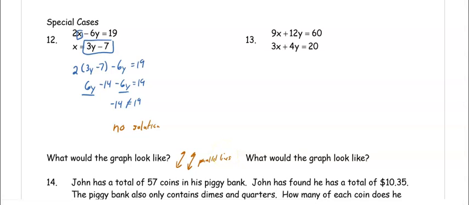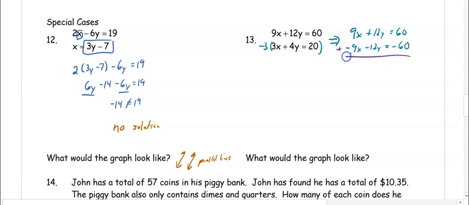In number 13, to eliminate a variable, we can multiply the second equation by -3. We get 9x plus 12y equals 60, and -9x minus 12y equals -60. We add our equations straight down. The x's cancel, the y's cancel, and the numbers. We get 0 equals 0, which again is infinitely many solutions. And if we were to graph this, it would just look like one line, so it would be an overlapping line.